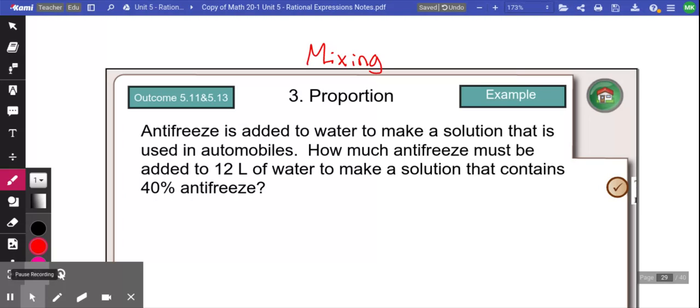And what people do is that they're going to get an amount given to them. So it says antifreeze is added to water to make a solution that is used in automobiles. How much antifreeze must be added to 12 liters of water to make a solution that contains 40% antifreeze? And here's what everybody does.